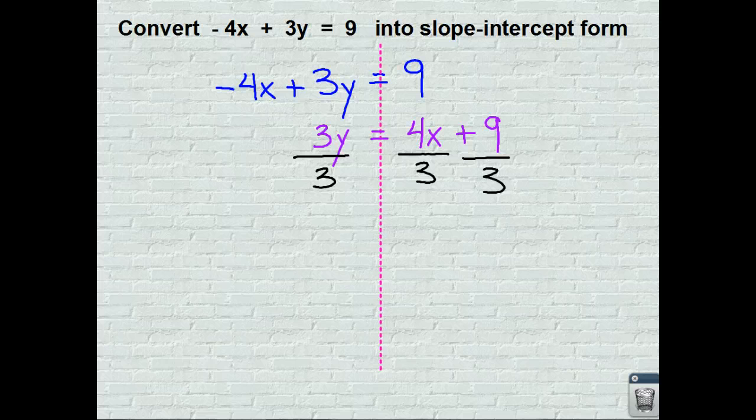And simplify. So 3 divided by 3 is 1y equaling, all right, 4 divided by 3 is an improper fraction, but when we're talking about graphing lines, we're going to need a fraction anyways. We're going to need that rate of change, the rise over run. And I don't think we can really simplify it any further, so let's keep it at 4/3 x, and then 9 divided by 3 is a positive 3.